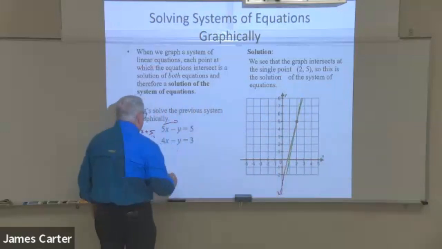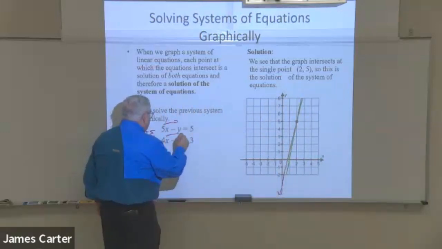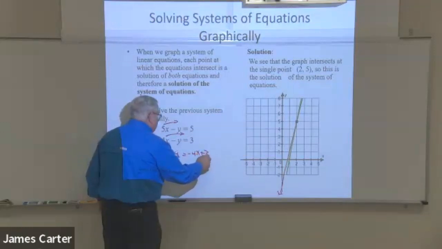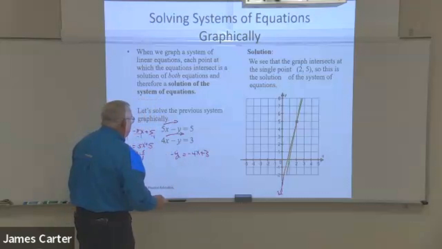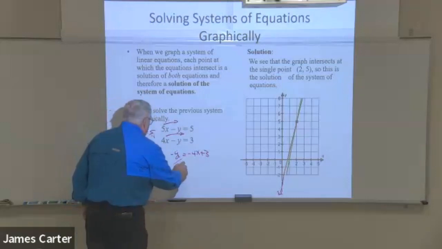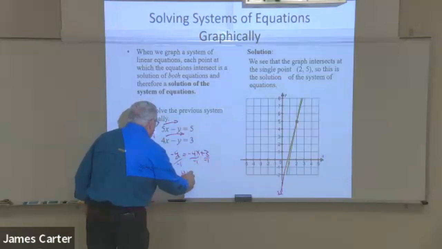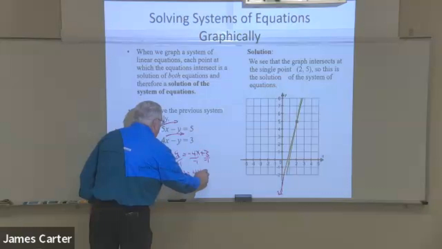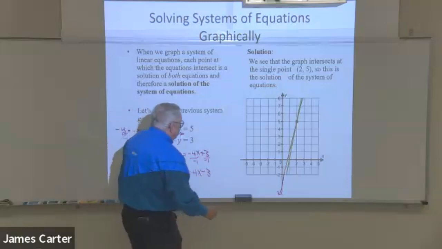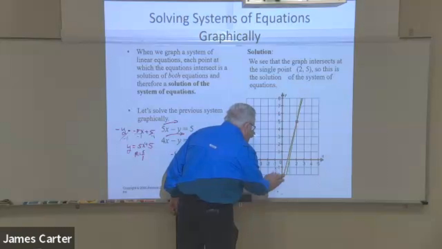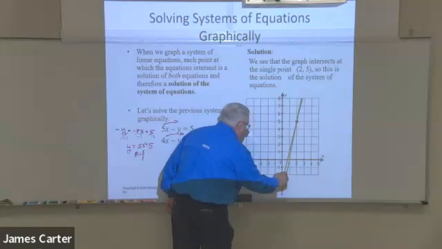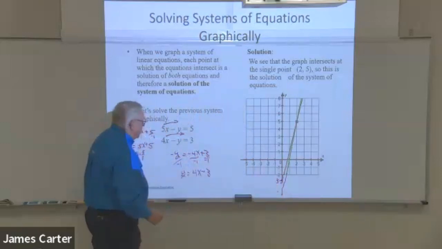Likewise, we would do the same thing for the other equation. We would take this over to the other side, giving us negative y equals negative 4x plus 3. Okay, divide everything by -1, and we get y equals 4x minus 3. So in this case, actually I drew this incorrectly. This one goes down to 5, this one goes down to 3 for the y-intercept.